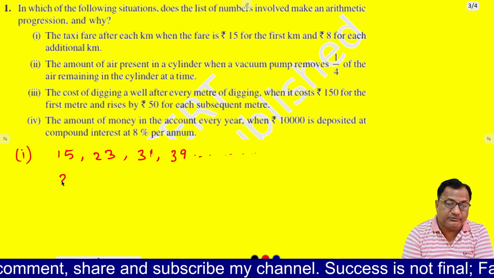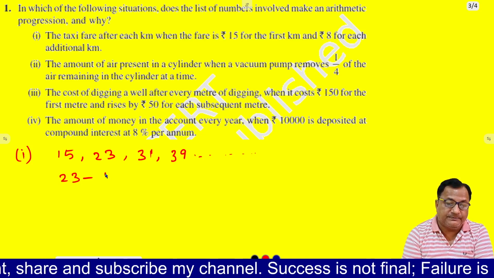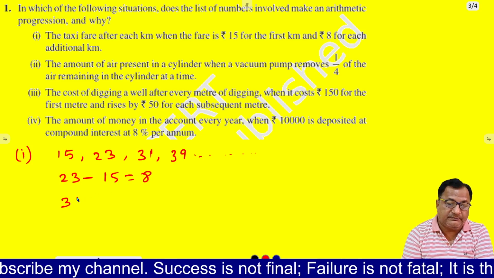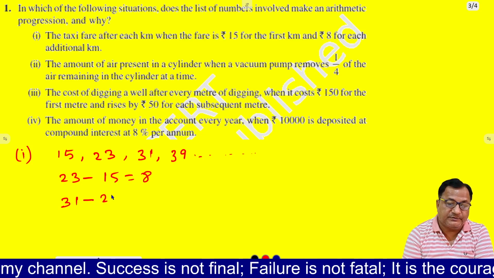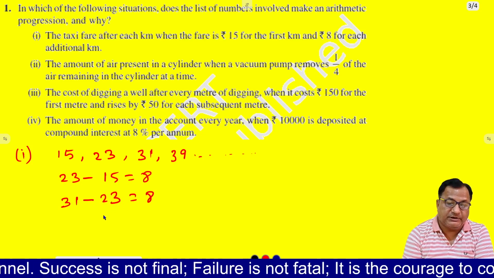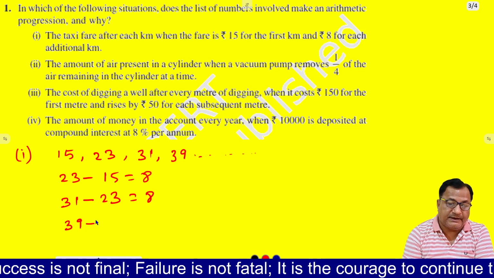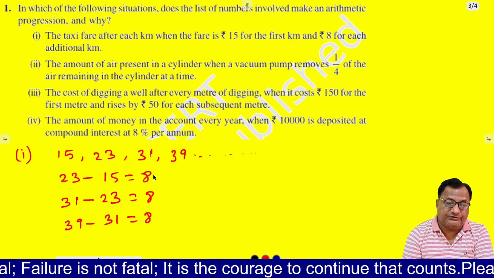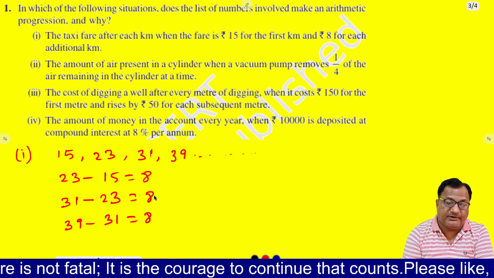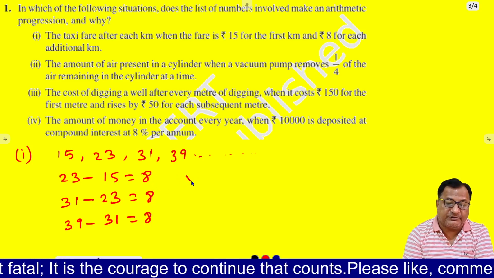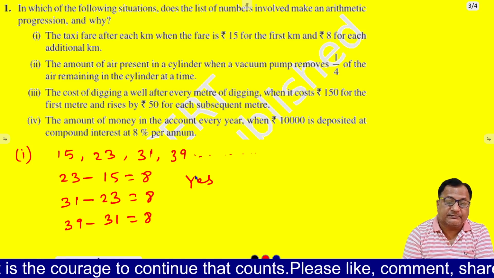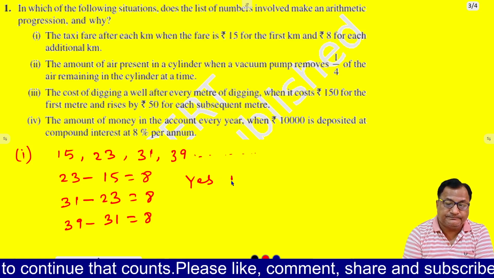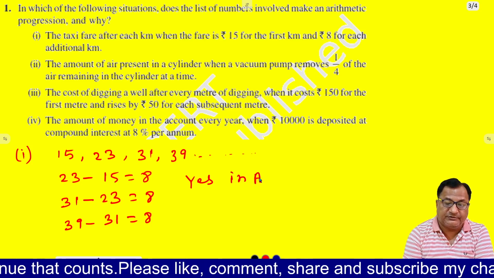So for this, 23 minus 15 is equal to 8. 31 minus 23 is equal to 8. 39 minus 31 is equal to 8. So this is coming the same. This is the common difference. So yes, it is making an AP. This is in AP.